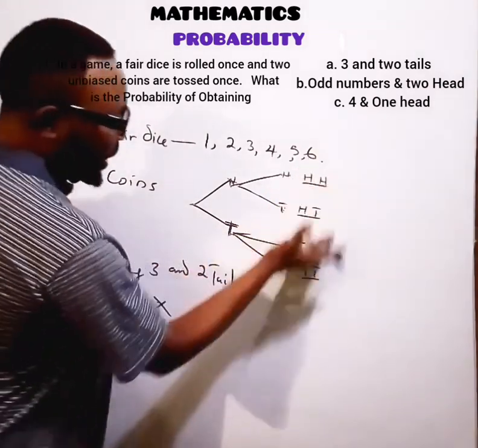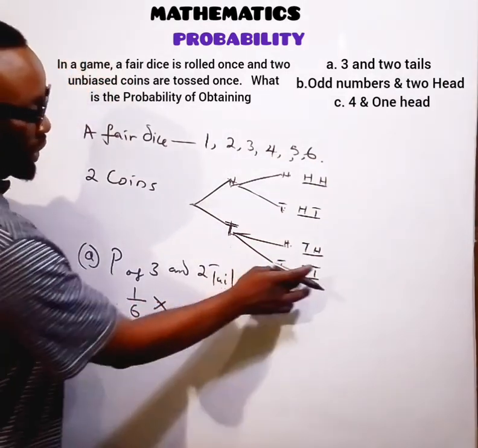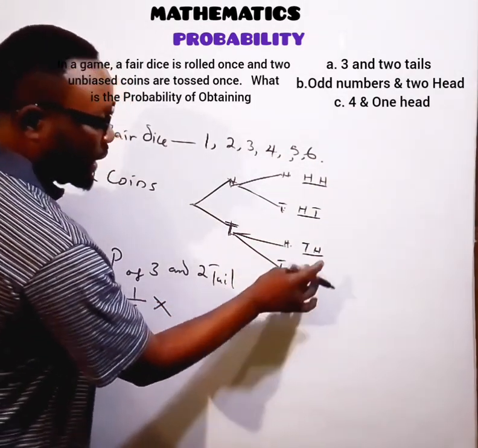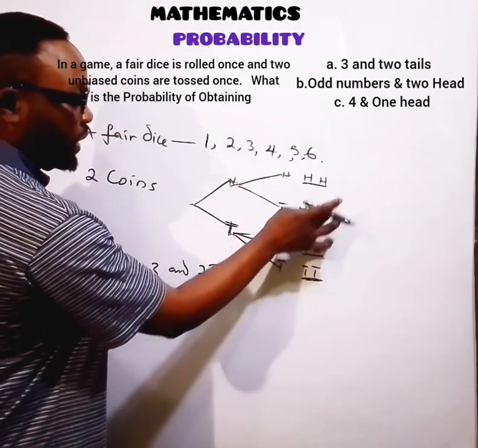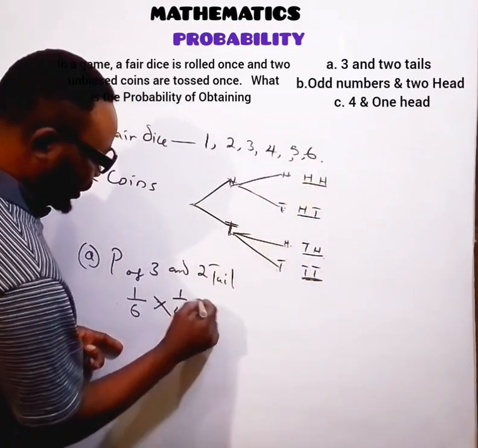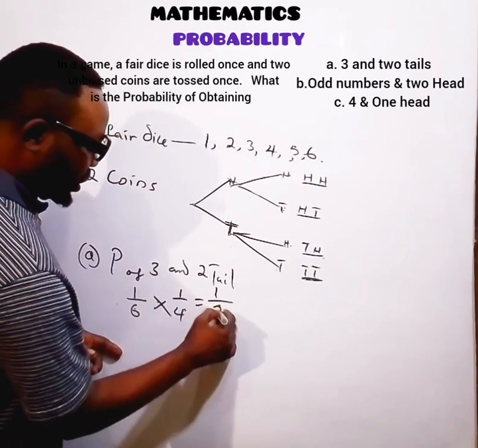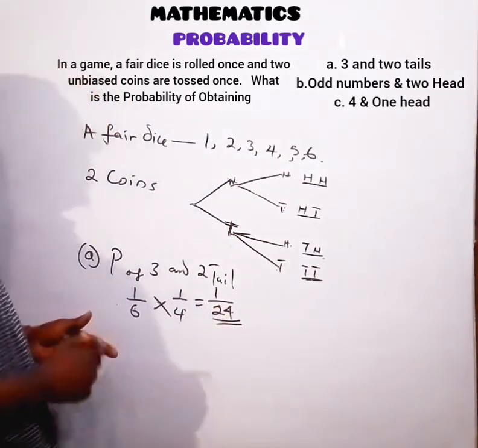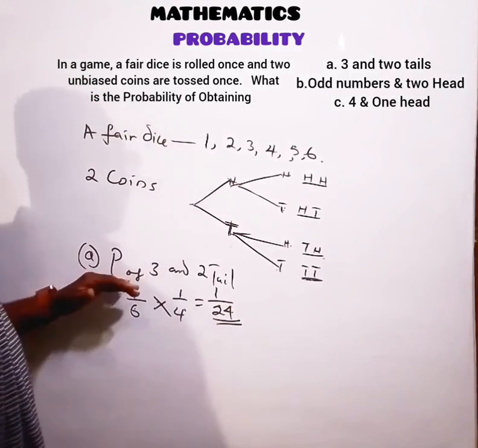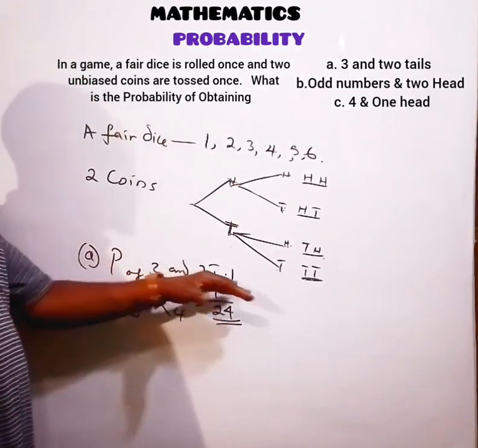So from this outcome here, where do you have 2 tails? Only 1 place here. And what is the total outcome here? 1, 2, 3, 4. 1 over 4. The answer is 1 times 1, 1 over 4 times 6 is 24. 1 over 24. That is the probability of obtaining 3 and 2 tails.